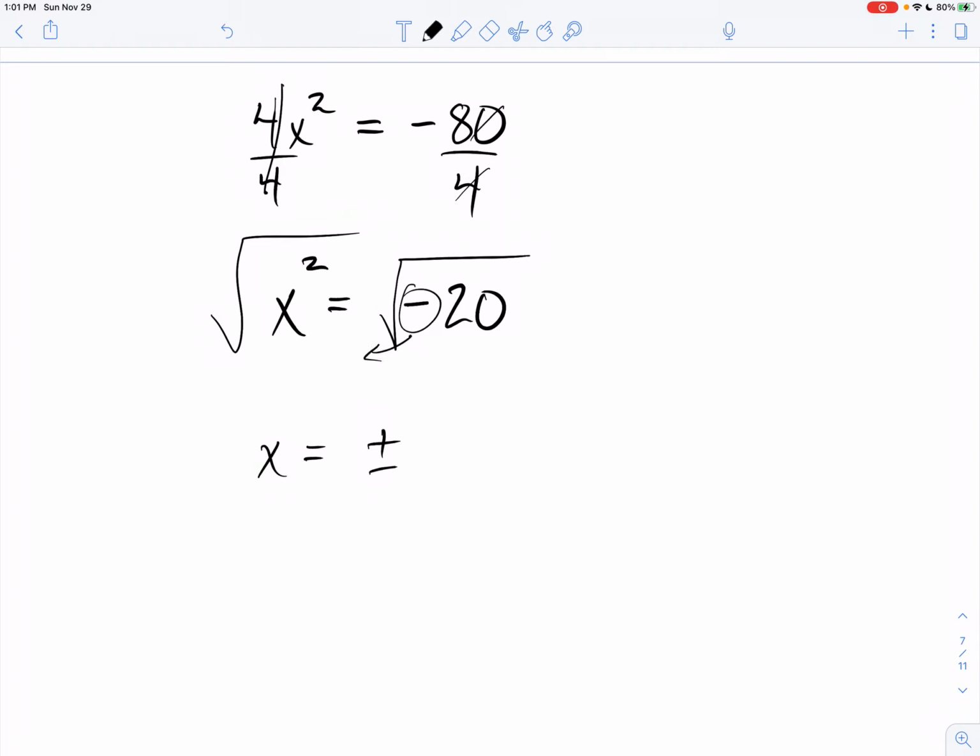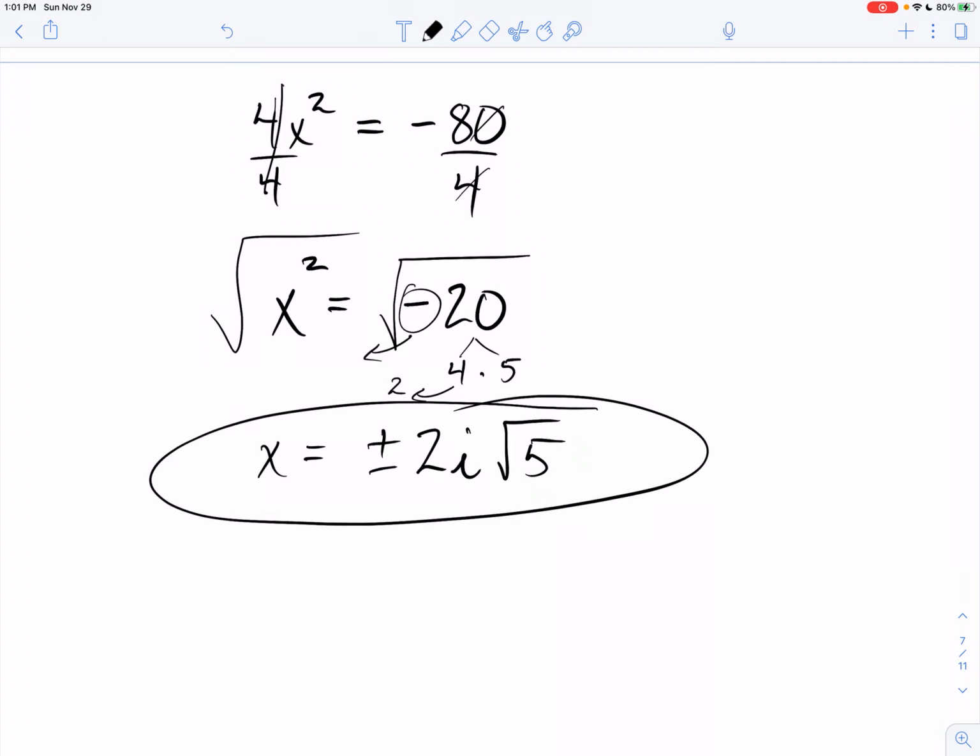Poke out your eyes. But don't forget, 20 has a perfect square living inside of it. You mean 2 times 10? No, I don't mean 2 times 10. That's crazy. How about 4 times 5? Right? You want a perfect square. What comes out? 2. So don't forget, you got a 2, you poked out your eye, and then you got a rad 5. And that is your answer.